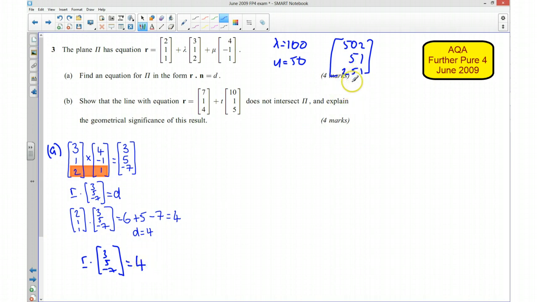So you might want to check that yourself. You might want to pause the video and check that yourself. So remember, I can choose any point and I dot it with my normal, and I will always get the same value of 4, anything that lies on the plane.